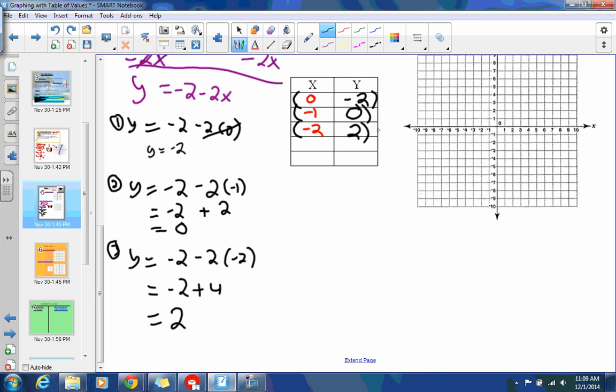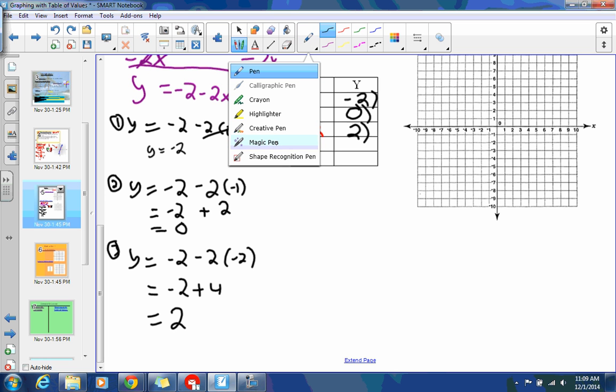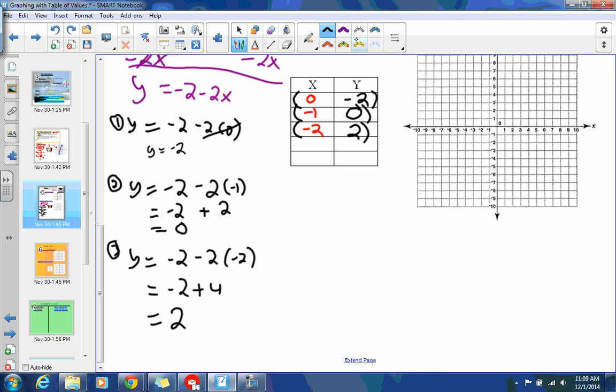So let's use, well, we'll use a smiley face for this one. How about 0, negative 2. You don't go over at all, you go down 2. There's 0, negative 2. Now it's a little bit big, but let's go negative 1, 0, negative 1, and you don't go down at all, 0. And then you go negative 2, 2. It's going to be right there.